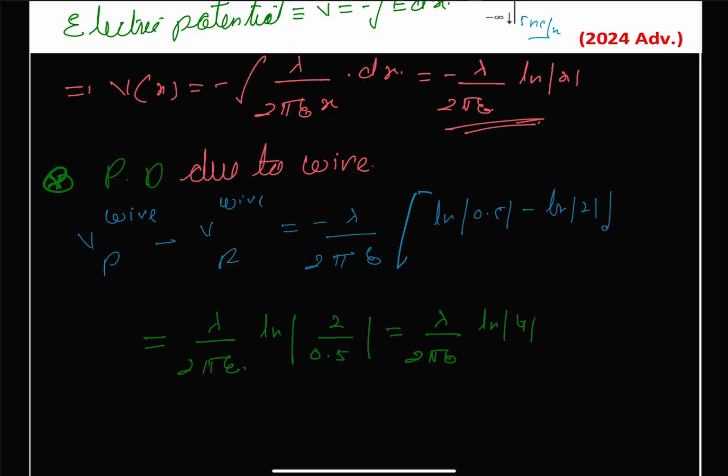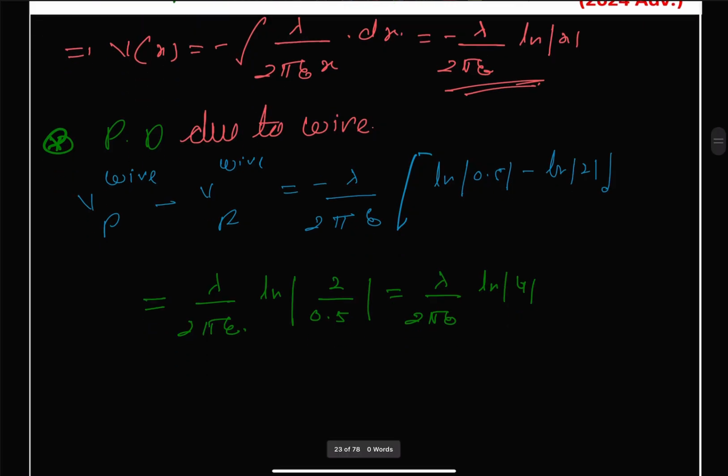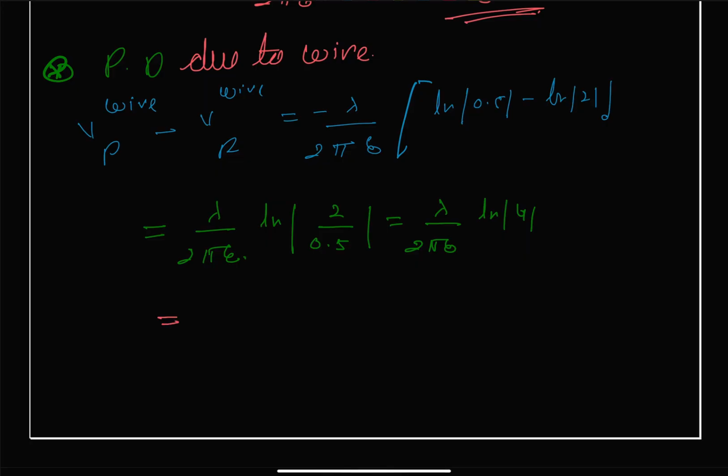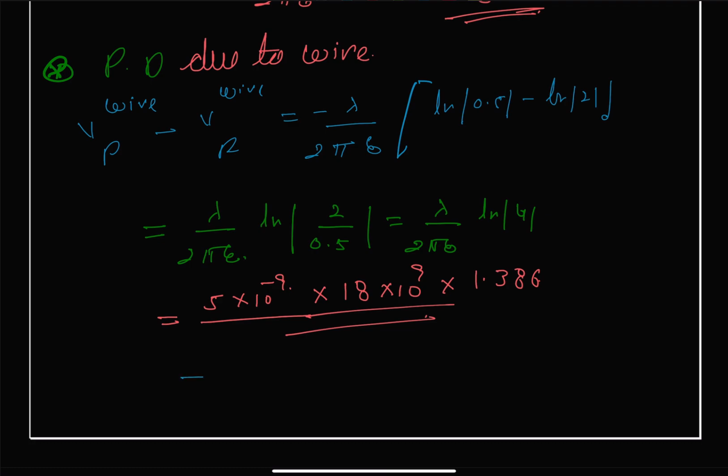The values are given to us, so we substitute them. Lambda is 5 into 10 raised to power minus 9, and 1 over 2 pi epsilon naught will be 18 into 10 raised to power 9. Natural log of 4 is 1.386. So this gives approximately 124.74 volts, or we can assume this is equal to 125 volts. But this is only because of the wire.